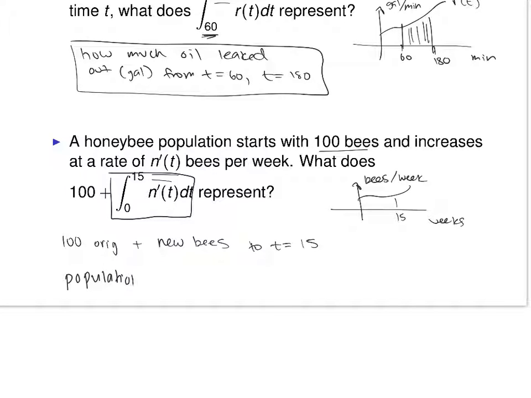So we're assuming the bees are immortal? No, the N prime of t, your rate of growth, can actually be births minus deaths. And since that's positive, it means there are more births than deaths. Oh, so the N prime accounts for the fact that some bees are possibly dying. Does that make sense? Yeah. Okay. This is the population at 15 weeks. Does that make sense?